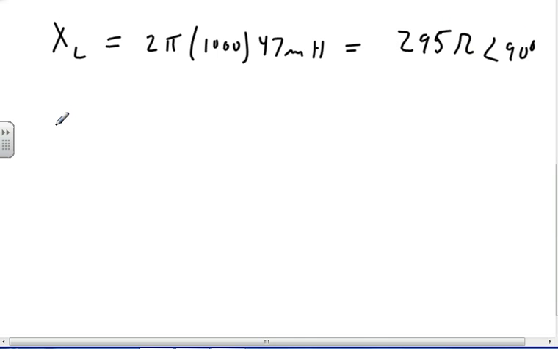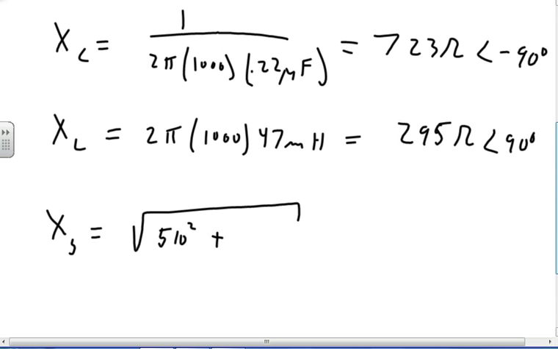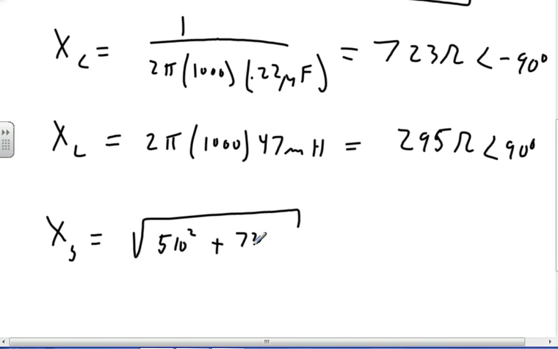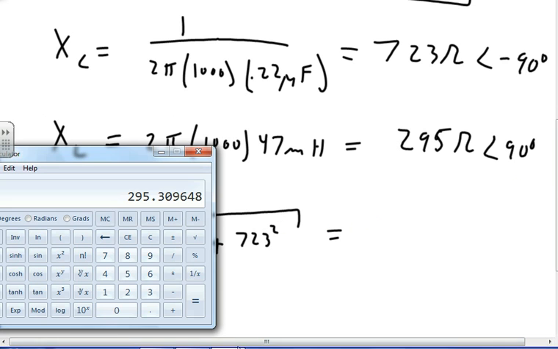Okay, so I'm going to look for the impedance in the series path, and that's going to be 510 squared plus 723 squared equals, square root.